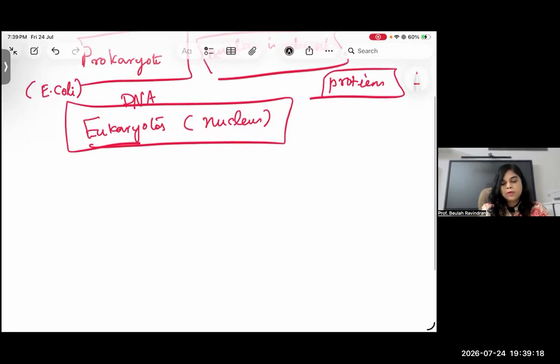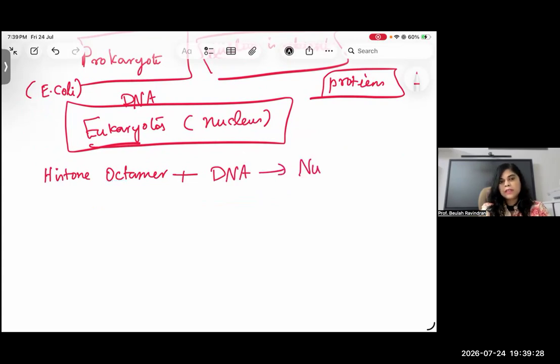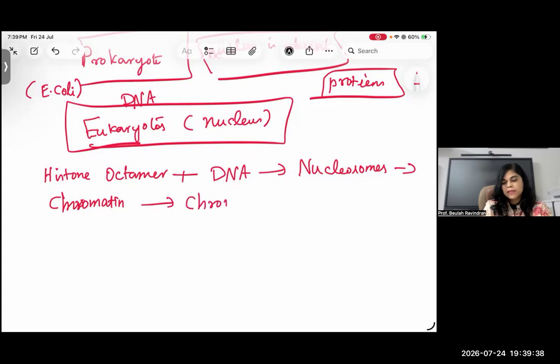Just take down: histone octamer plus DNA gives nucleosomes, then chromatin, chromatin fiber, and chromosome.